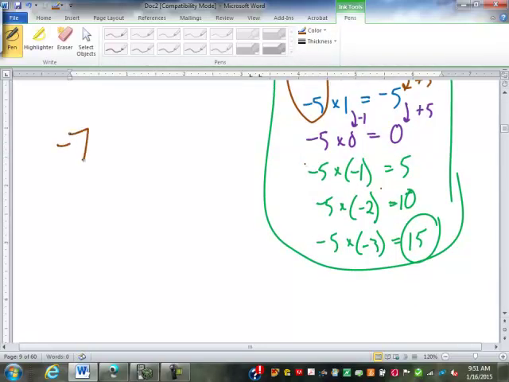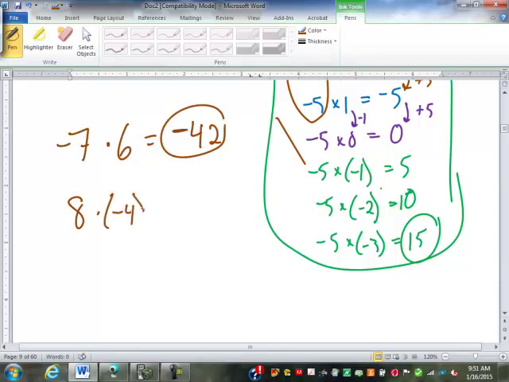So let's say we have like negative 7 times 6. What's that going to be? First of all, positive or negative? Well, negative times a positive will be negative. Then 7 times 6, 42. So negative 42. 8 times a negative 4. Positive or negative? Negative. Whenever there's one of each when we multiply, the answer will be negative, a positive times a negative or negative times a positive. And then we just do the numbers. 8 times 4 is 32.